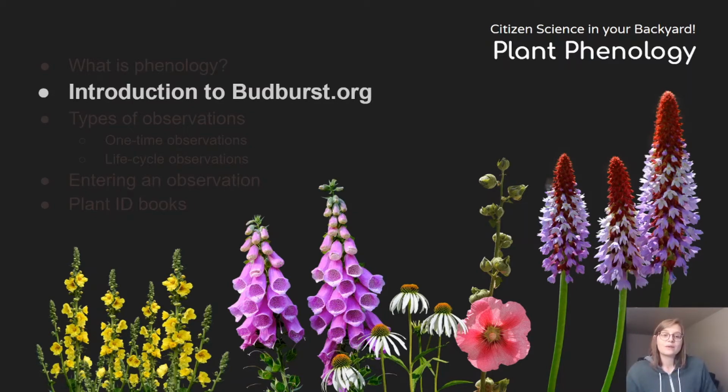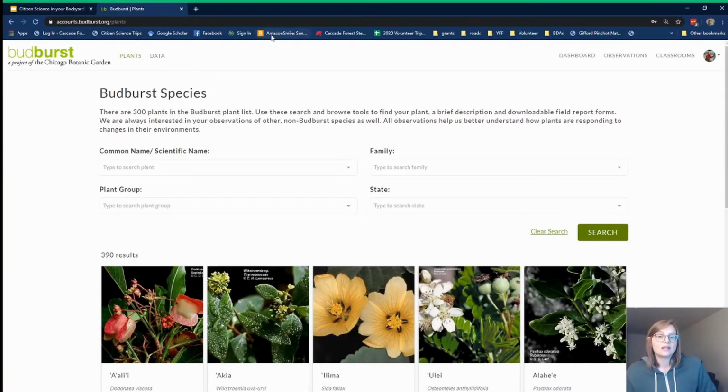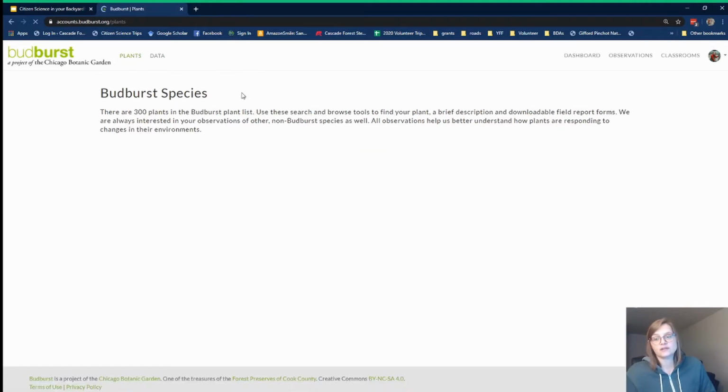Okay, so now that we know that phenological data is important and researchers are going to put it to good use, let's learn more about the global data set that is Budburst. So we'll head over to budburst.org. You'll first want to make an account. I've already done that, so I'm currently logged in, and I want to direct your attention to the tabs over to the left. And we'll head to the Plants tab first.